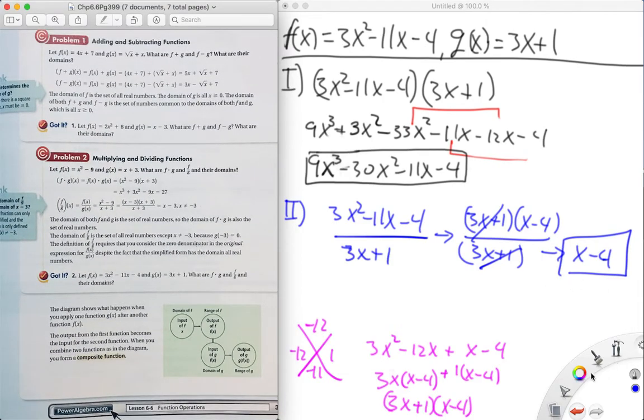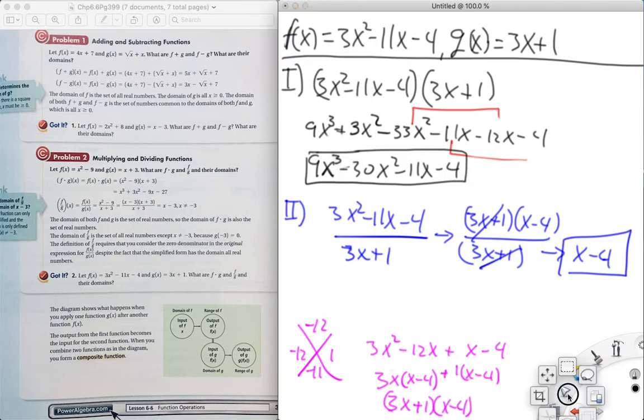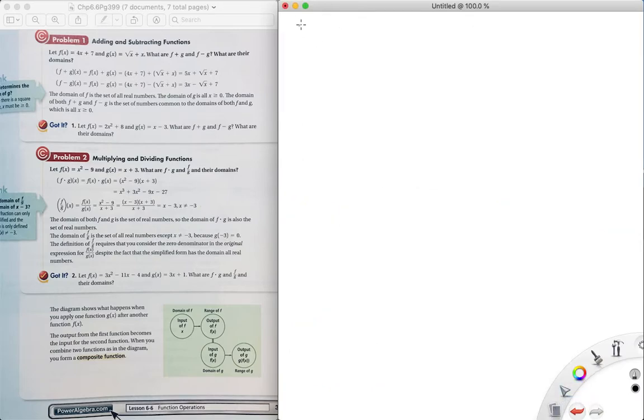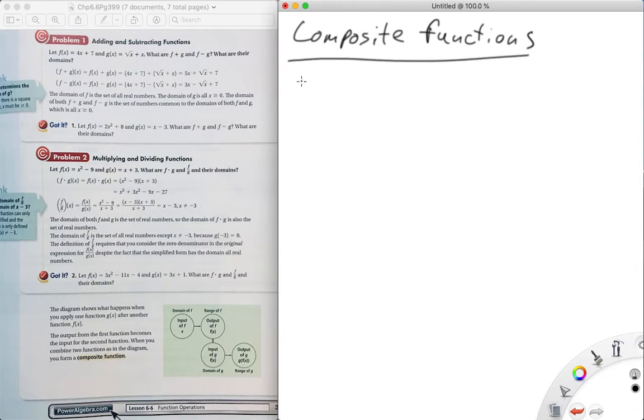Alright, so we have something called composite functions. Composite functions are when two or more functions are combined. Let's say 2, the book says 2, I'll leave it at that. Two functions that are combined.